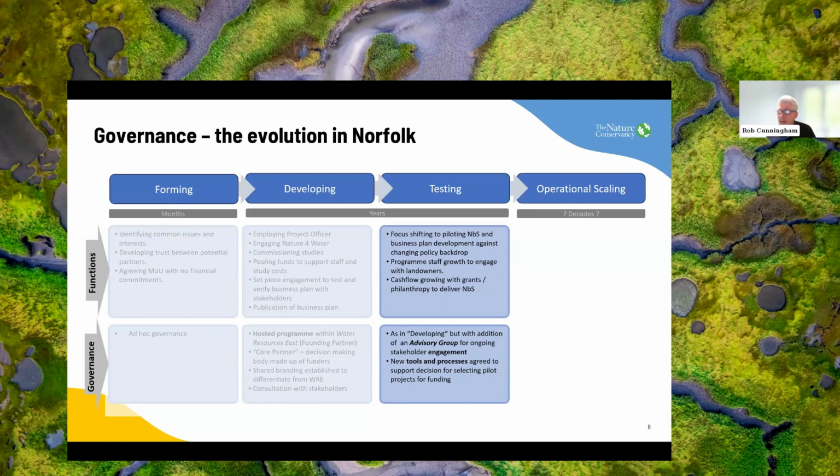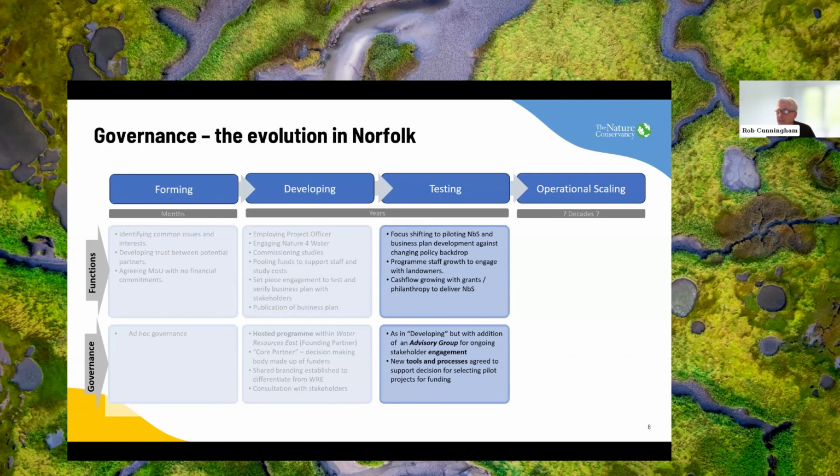And in terms of governance, at the moment, we're still within the comfortable space in which Water Resources East can operate. So we're still running it as a hosted program, but we've bolstered the governance. Now we have an advisory group with regular key stakeholder engagement. Every 4 weeks, we have the advisory group, and it's not a decision-making body, but it provides advice and strategic steer to the original core partners who remain the main funders of the project.